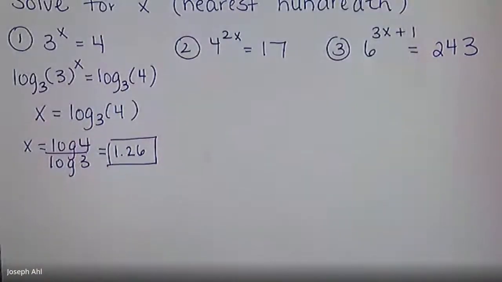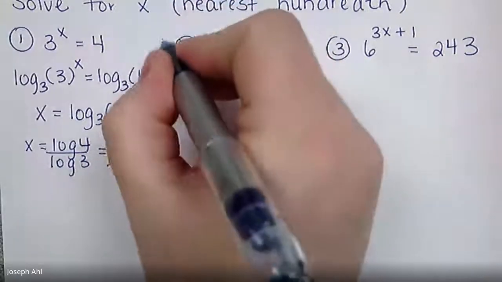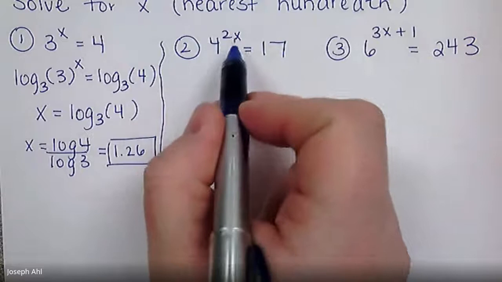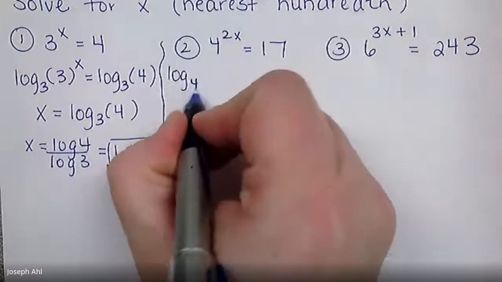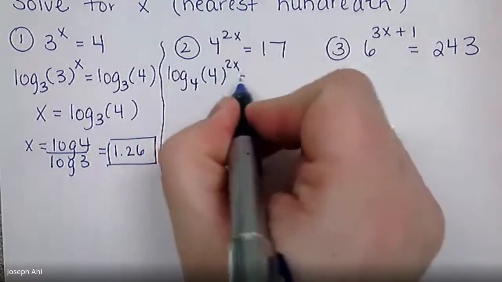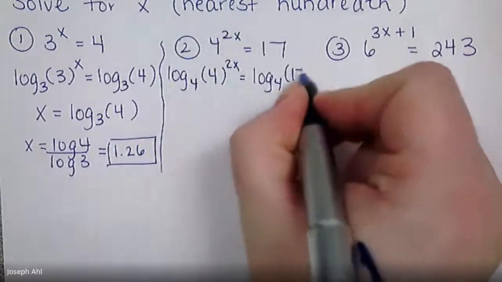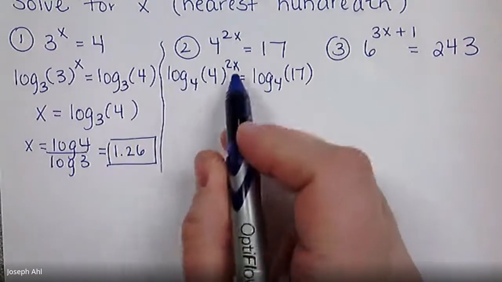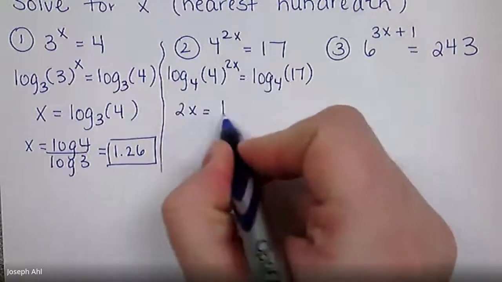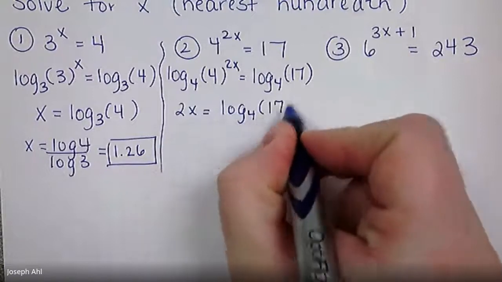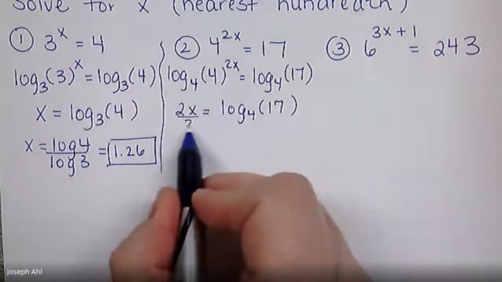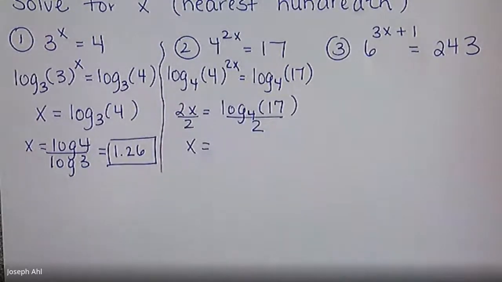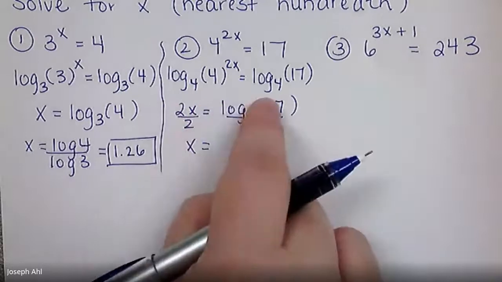All right, let's go on to 4 to the 2x equals 17. So for this one, same idea that if I want to isolate and get rid of that 4 to the power, you're going to take the log base 4 of both sides. So over here, log base 4 of 17. When I do that, log base 4 of 4 to the 2x is just 2x. That equals the log base 4 of 17. And finally, in that last step, we just have one quick additional step to get x alone, which is dividing by 2. So log base 4 of 17 over 2.